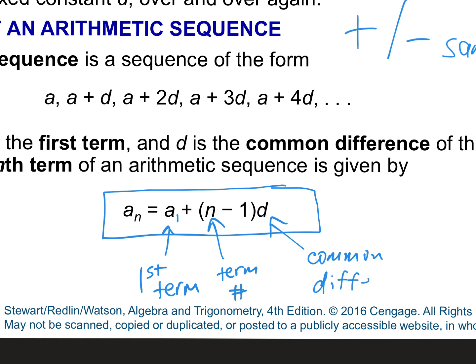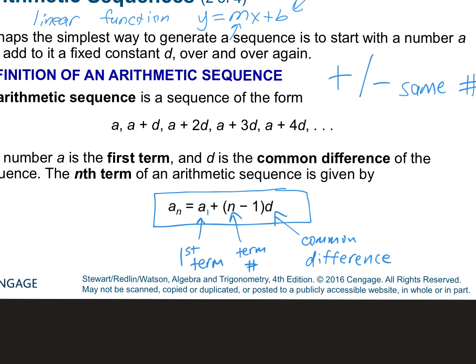So again, we're going to talk about two different kinds of sequences, arithmetic and geometric. So an arithmetic sequence is, like I said, a linear function, and you're going to add or subtract the same number to get from one term to the next.